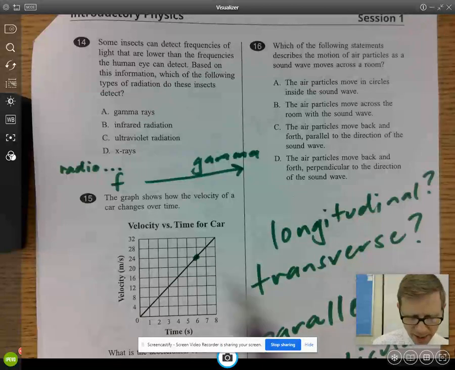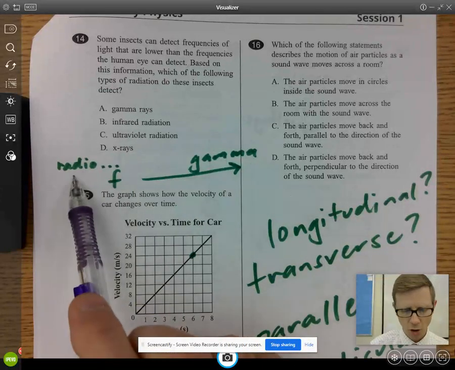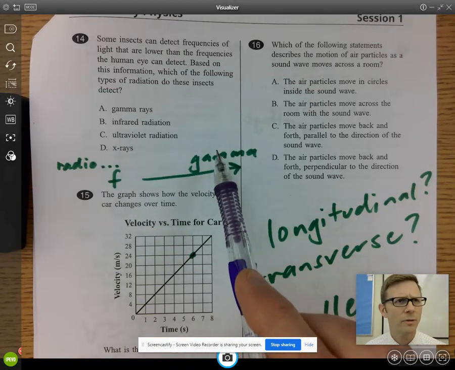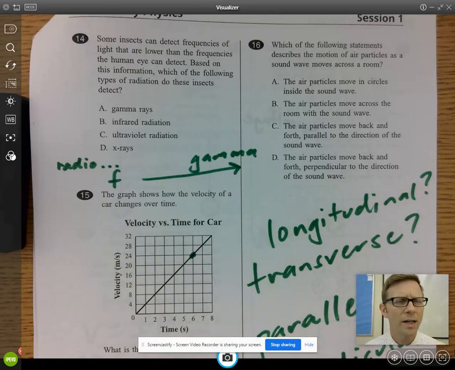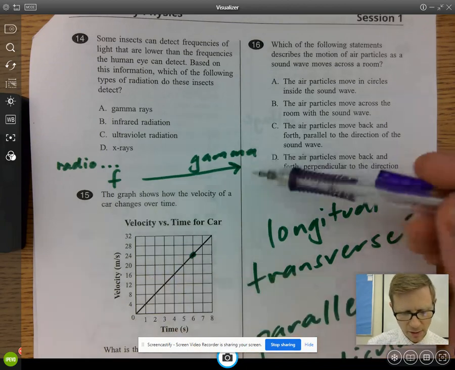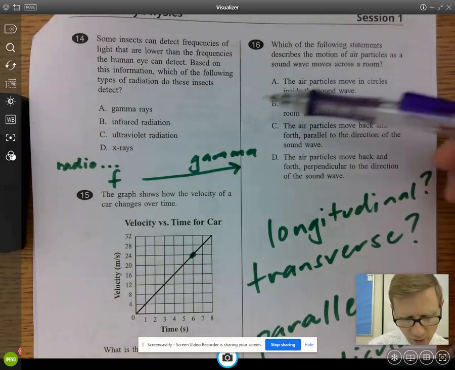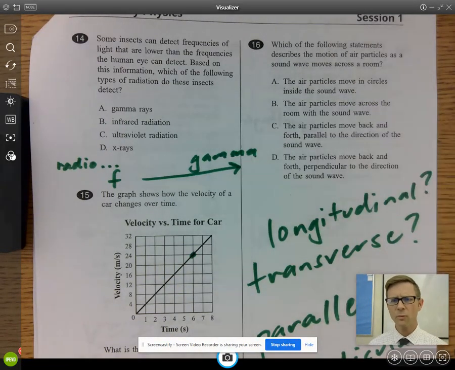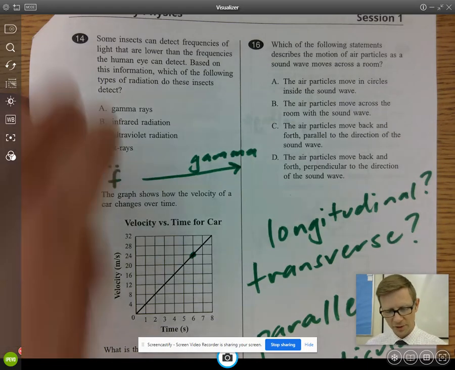Remember, frequency increasing, radio all the way to gamma. Let me try to remember. Radio, microwaves, infrared, visible light, ultraviolet, X-ray, gamma ray. Oh, I feel like I missed one, but anyway. As we increase, you can see that the answer here has to be choice B because we have a lower frequency there.